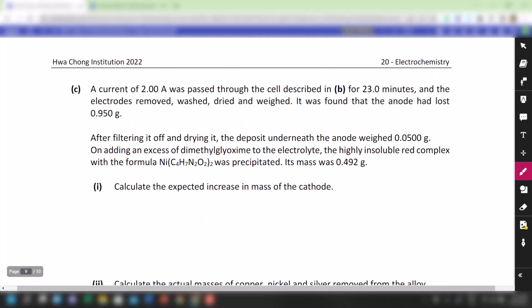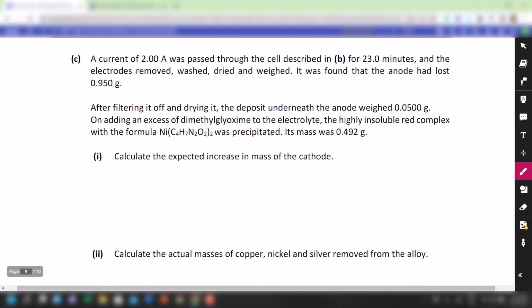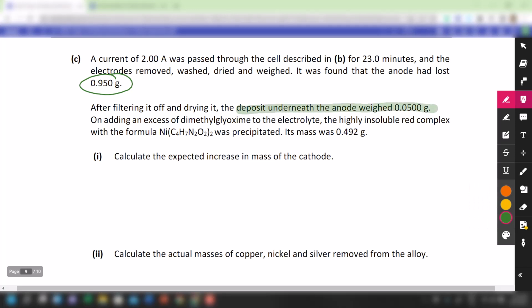Then for part C, a current of 2.00 ampere was passed through the cell described in B for 23.0 minutes, and the electrodes removed, washed, dried, and weighed. It was found that the anode had lost 0.950 gram. Then after filtering it off and drying it, the deposit below the anode weighed 0.05 grams. So this is extremely important information, because this tells us that the anode sludge weighed 0.05 grams. So this is the silver.